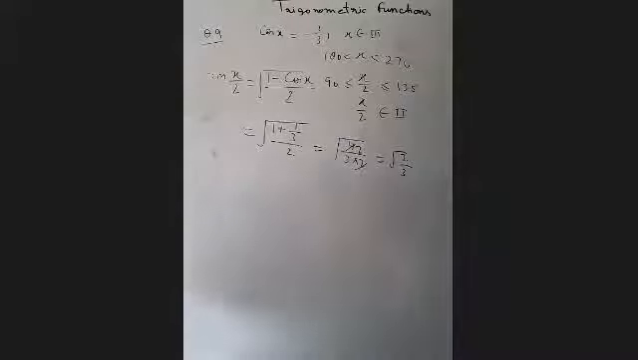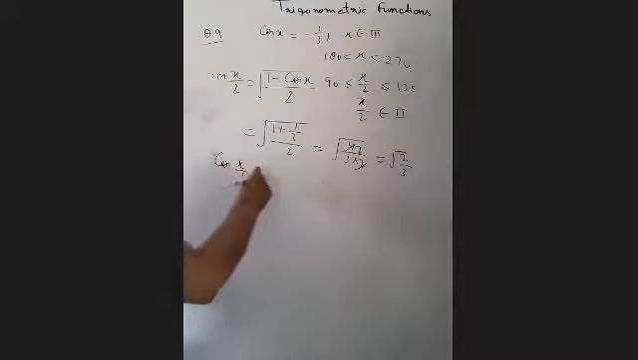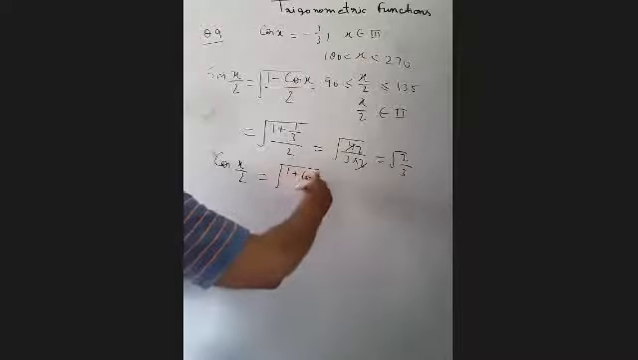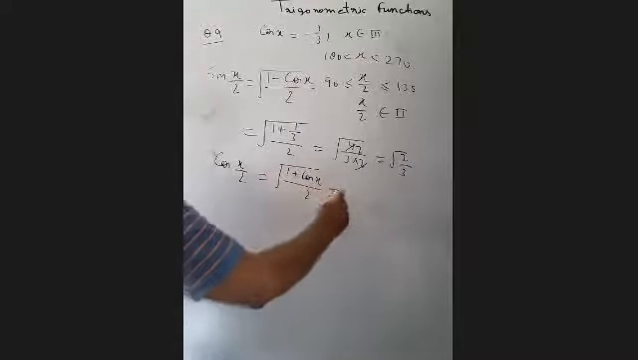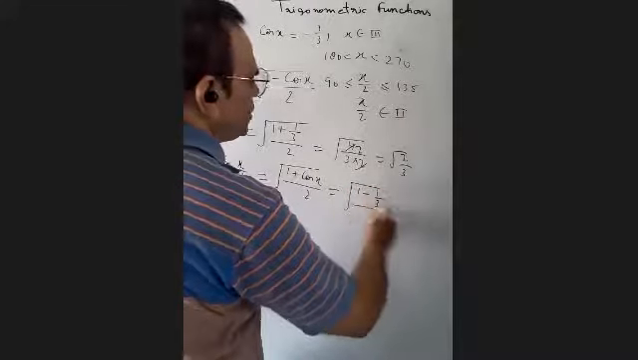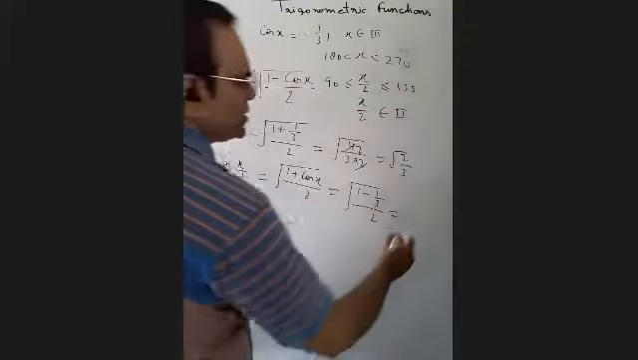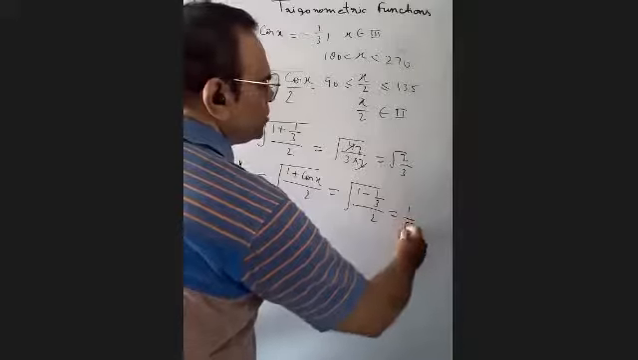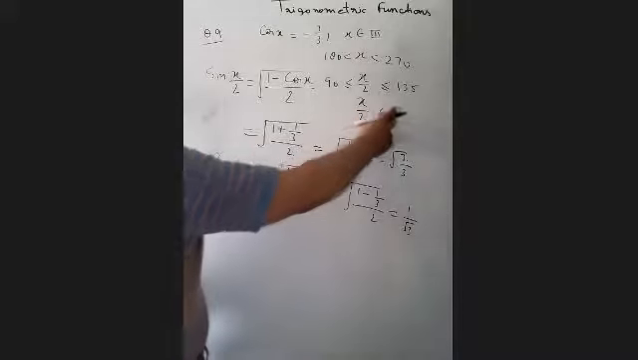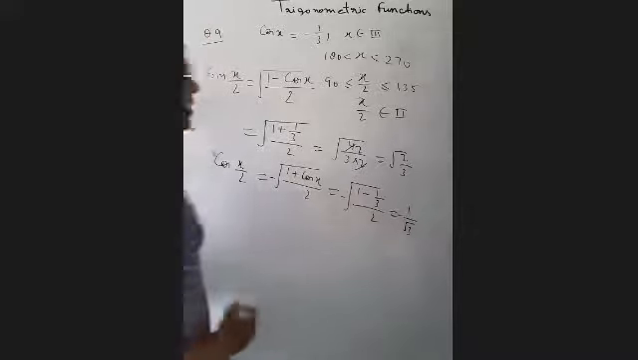If we want to find the value of cos x by 2, it will be equal to root of 1 plus cos x divided by 2, which is 1 minus 1 upon 3 divided by 2, that is 3 minus 1 over 2. The 2s we can cancel, and you will get the value 1 upon root 3. But cos x by 2 will be negative, so you have to put a minus sign here also. You have to take care of this one.